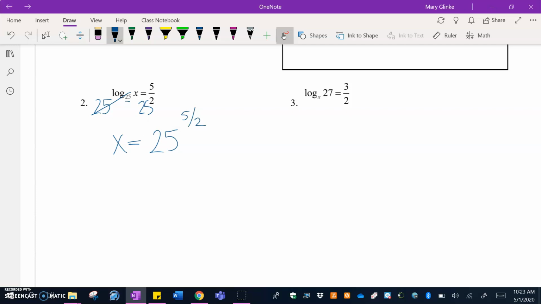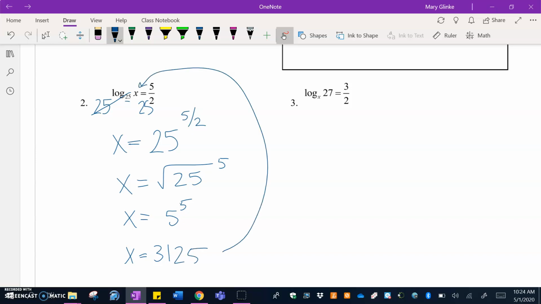So again, the 25 is the base. So now we can go ahead and write this as the square root of 25 to the 5th power. And so this is going to end up being 5 to the 5th power, which is 3,125. Before I make sure that that is my final answer, I do that by plugging it in. I plug in 3,125, and that actually works. I don't have a 0 or a negative inside my logarithm.